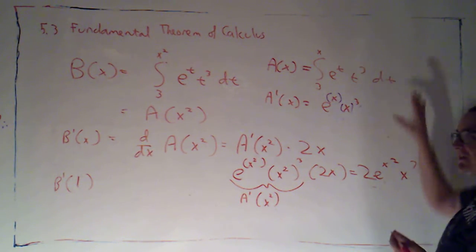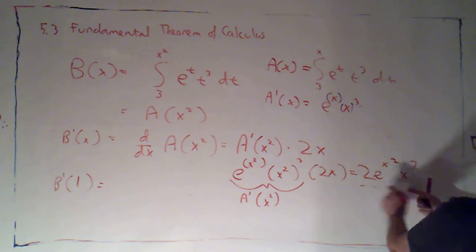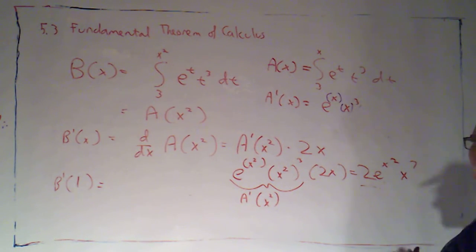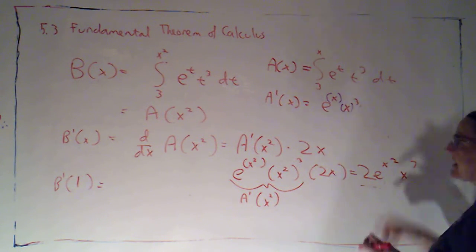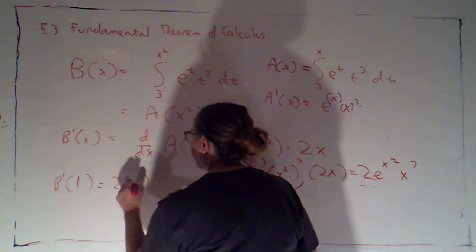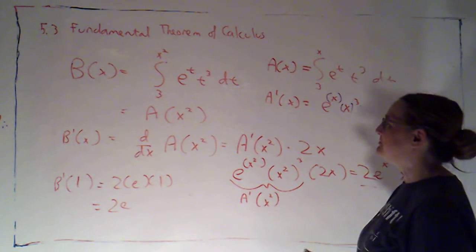Okay, so that just involved a little bit of chain rule. B prime of 1 then, I'm just going to take this formula and plug in 1. Okay. Now 1 squared is 1, so I'm getting 2 times e times 1. So we're getting 2e. Kind of cool.